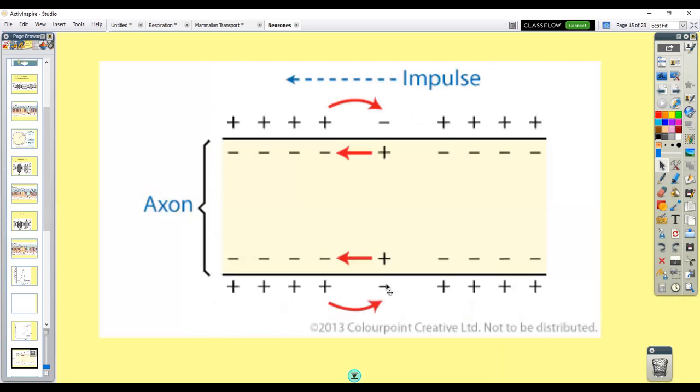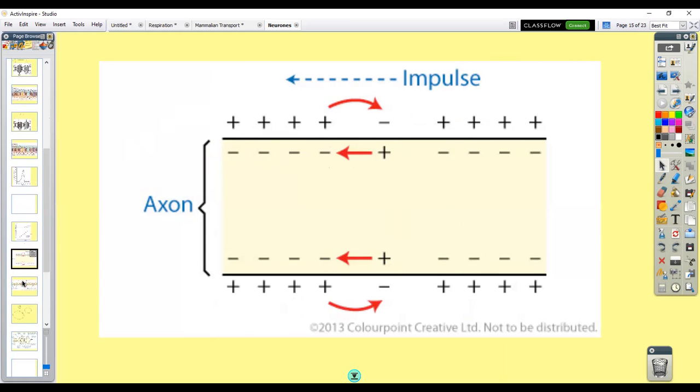Okay, in terms of propagation of the impulse, as we talked about, that domino effect, your impulse is moving to the left here, you can see that depolarization, then the repolarization just after it, and that will cause depolarization here, the next bit, next bit, next bit. So your impulse passes down the axon.